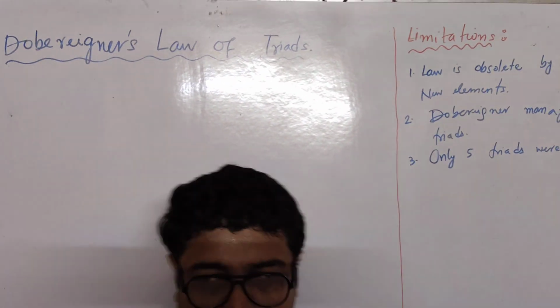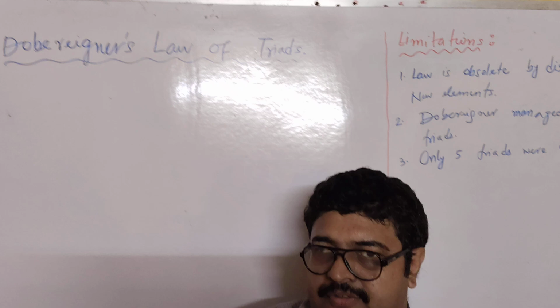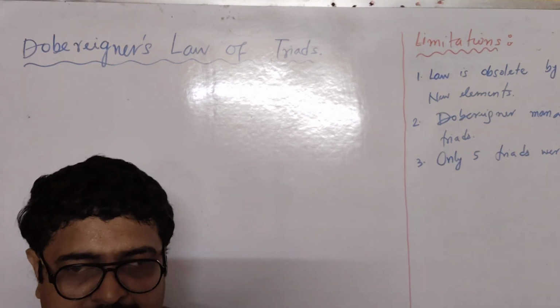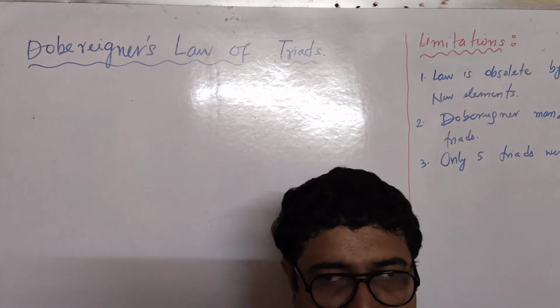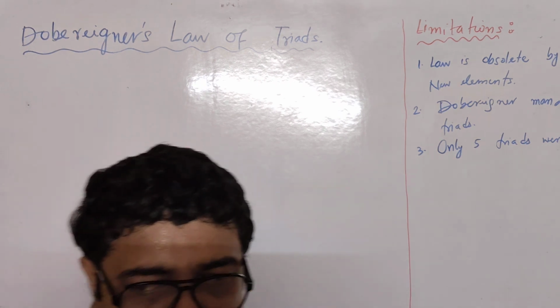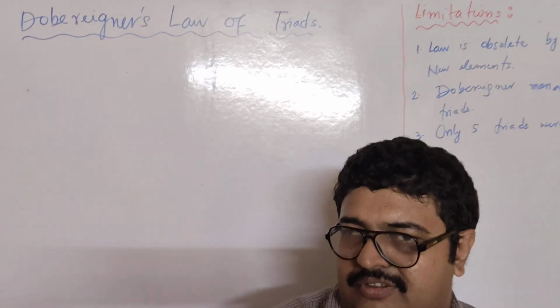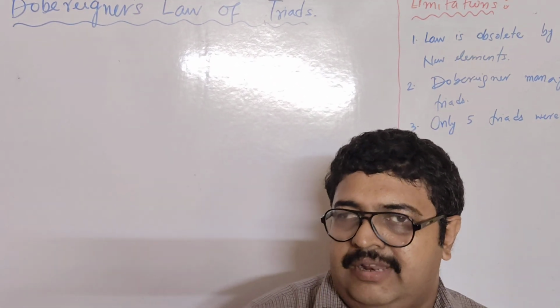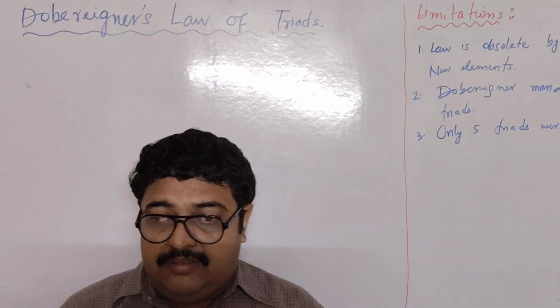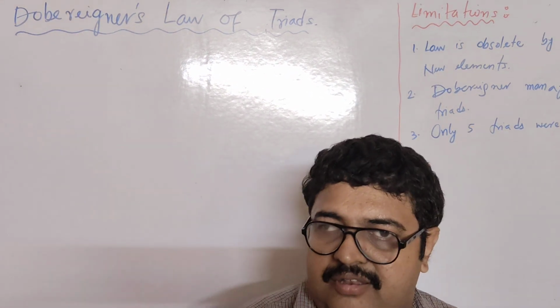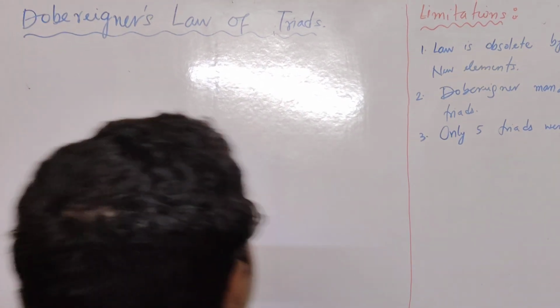Let me tell you that Johann Döbereiner was the first person who managed to classify the elements in a proper way to understand them. He tried to classify them on the basis of finding similarities between the different elements, as he believed that this would help to understand the nature of the elements. Now what did he say?